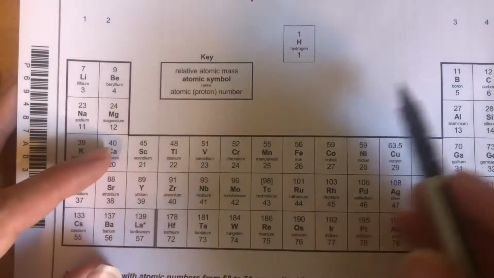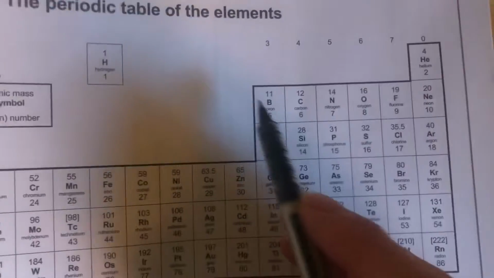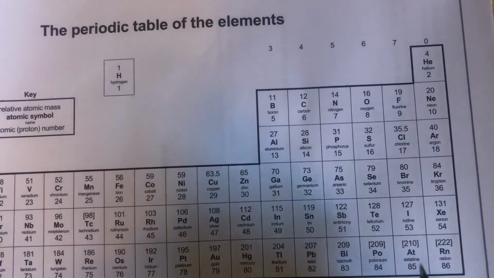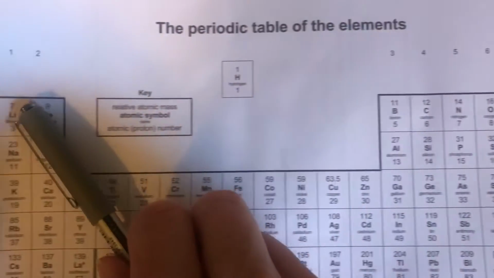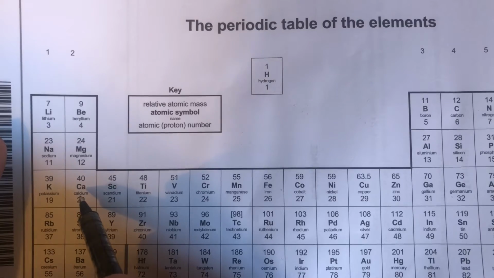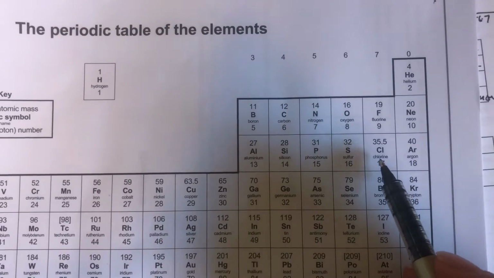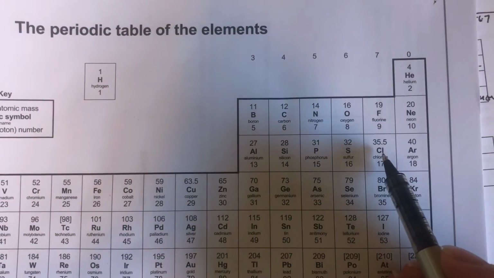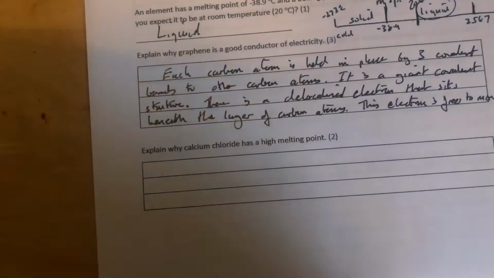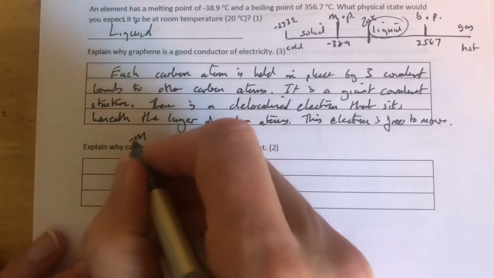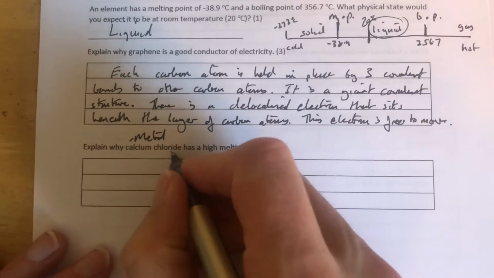Now, the metal-non-metal dividing line starts down here, just the side of group 3, and then steps down. So calcium is very firmly all the way over here on the left of that line, so calcium is a metal. Chlorine is over here on the right-hand side of the dividing line, so that's a non-metal. So we've got a metal and a non-metal. Calcium is a metal, and chlorine is a non-metal.